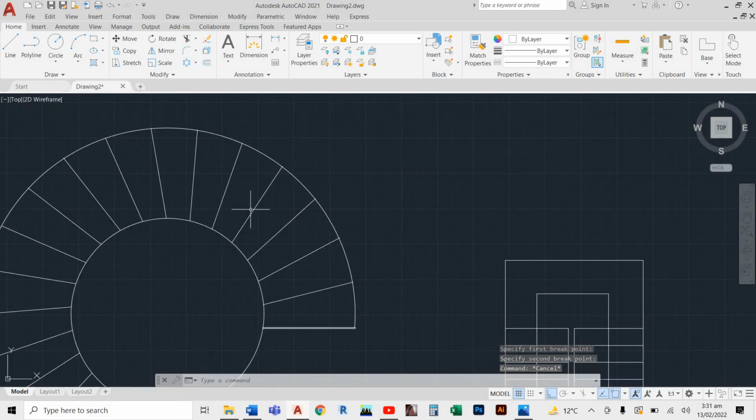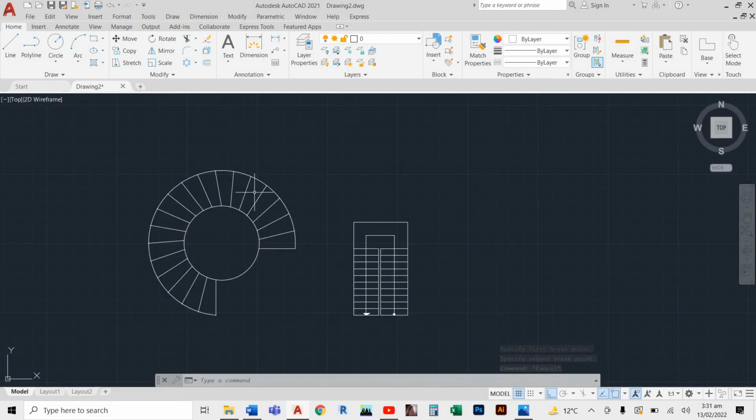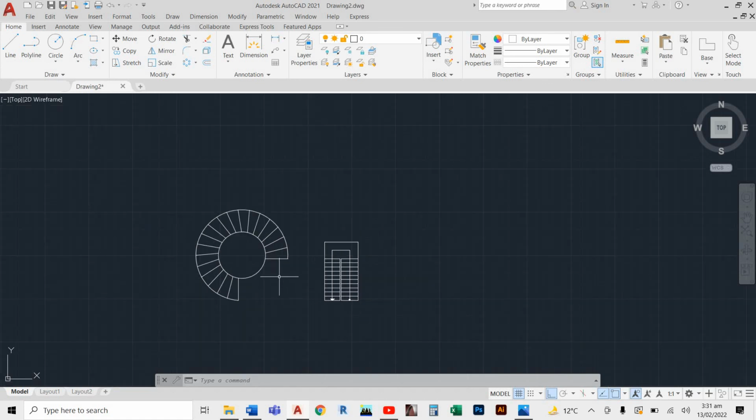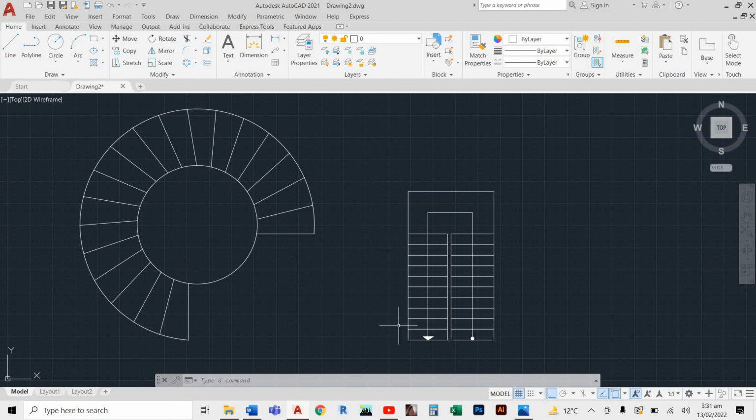Now you can also draw by spline or polyline in this direction like this. So that is how we can draw the circular stair, and how we can draw the U-type with 2 flights and the circular with 1 flight.